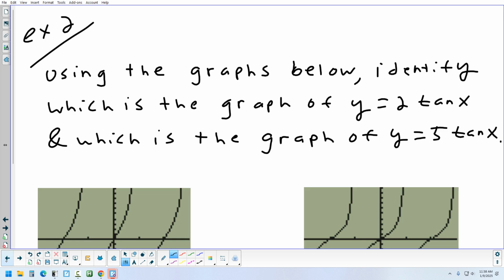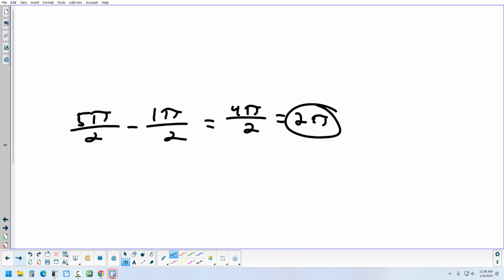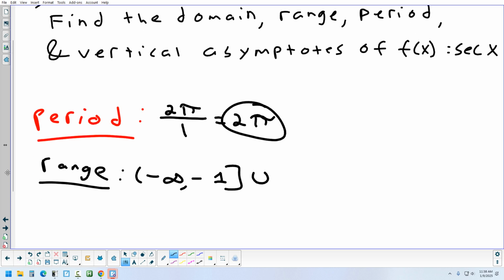How would you represent everything above? Well, I didn't ask you yet, but how low do you think that point goes right there? 1. So how would you represent everything from 1 and up? 1, infinity. And what else would we need there? Bracket and parenthesis. So that is your range.